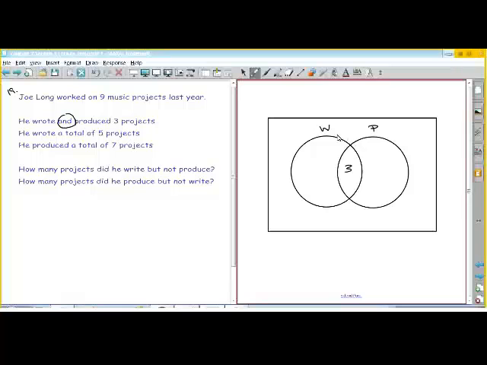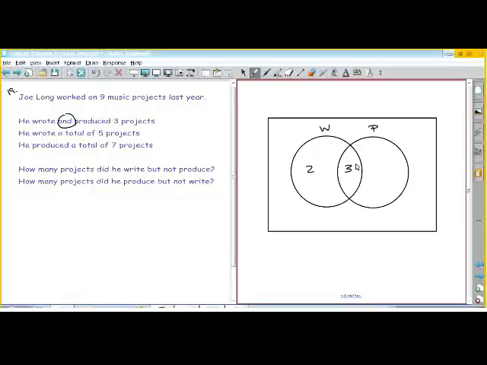So it said he wrote a total of 5 projects. So the number of projects that he wrote has to be represented by the sum of these 2 areas, because these 2 areas, the football and this little moon shape put together create a circle. So if the total in the circle has to be 5, and I've already gotten 3, that means that 2, I put a 2 here, which means he wrote 2 but didn't produce it. And when you add everything in this circle together, 2 plus 3, you get the number he wrote.